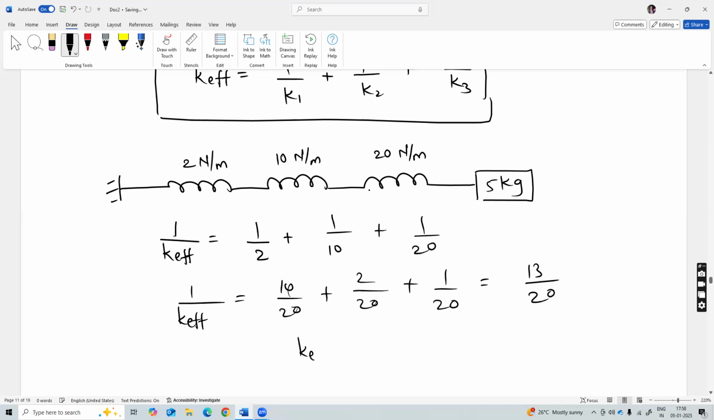So K effective will be, since 1 upon K effective is 13 upon 20, K effective will become 20 upon 13 Newton per meter. Okay.